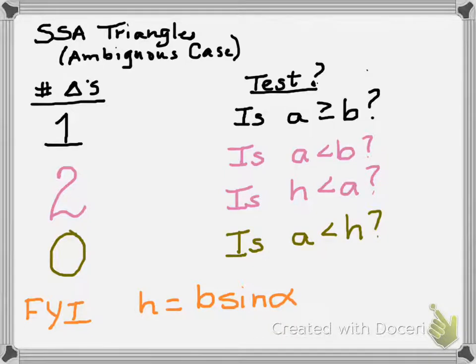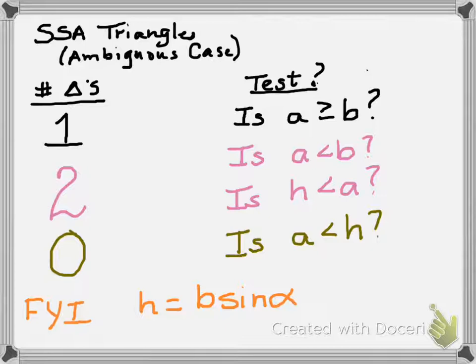Okay, now we're down to my last example, and this is a pretty lengthy one because this is the side-side-angle triangles. This is called the ambiguous case because you can either have one triangle, two triangles, or no triangles at all. To determine how many triangles you're going to have, what I like to do is use test questions for each one.